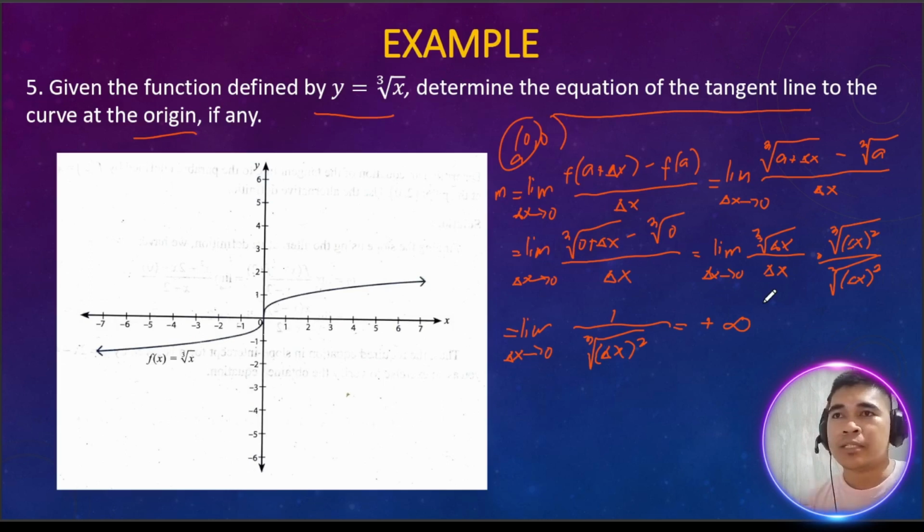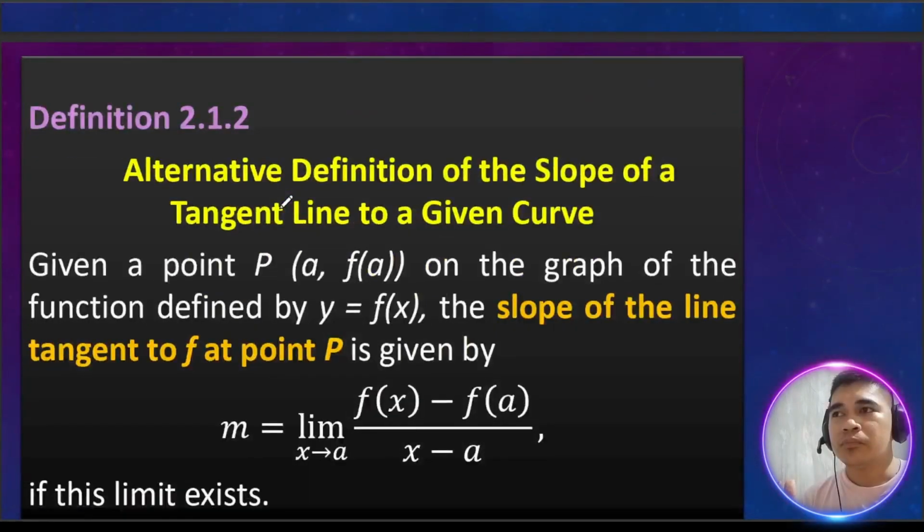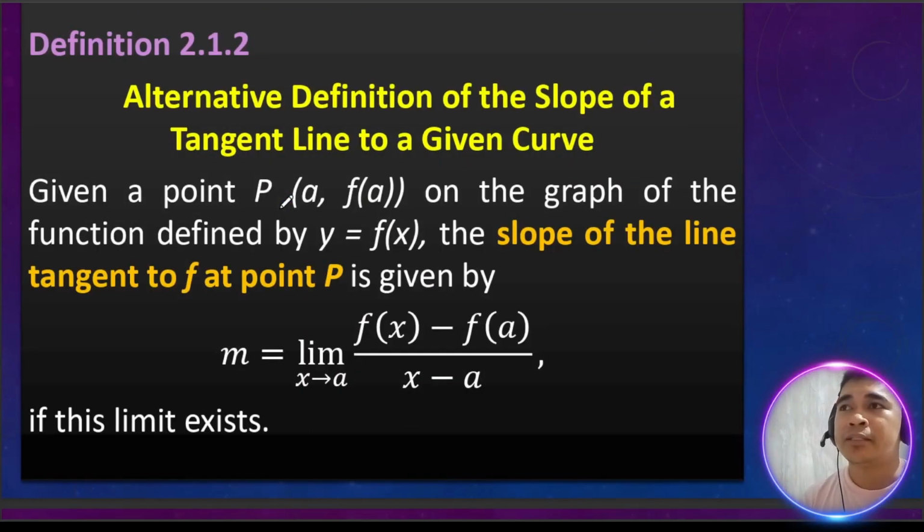So since our limit is infinity, the tangent line is vertical and the defining equation of the line is x equals 0, or it must contain the origin. So our limit is positive infinity or infinity. So the tangent line is vertical at x equals 0. But here we can also use an alternative. That is definition 2.1.2. This is the alternative definition of the slope of a tangent line to a given curve.